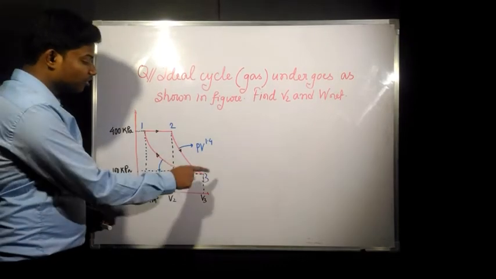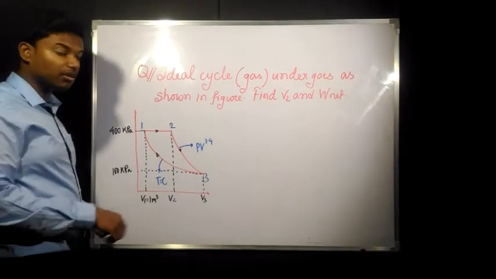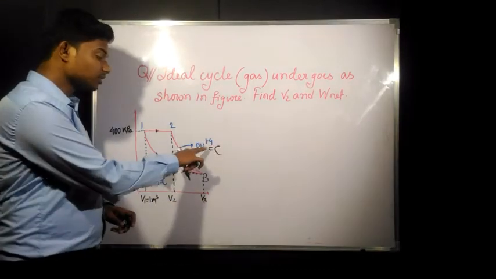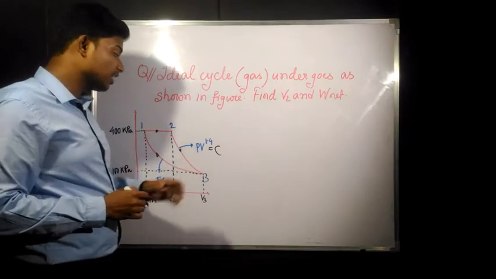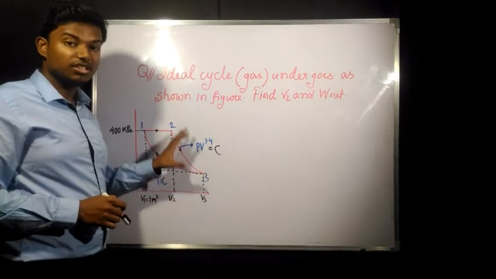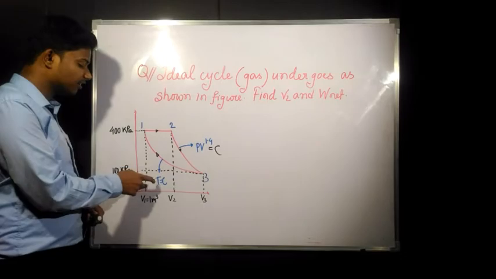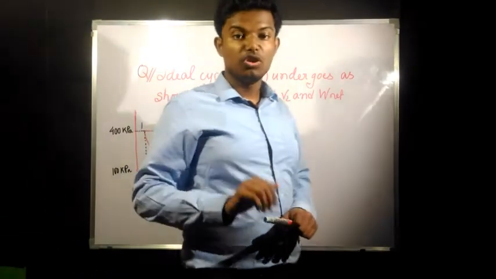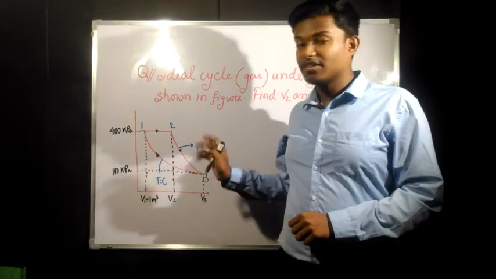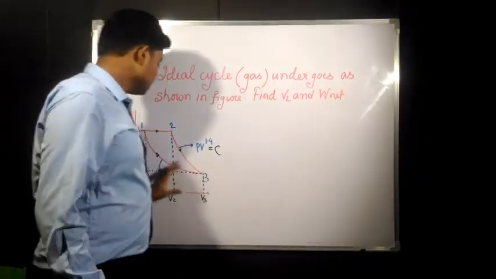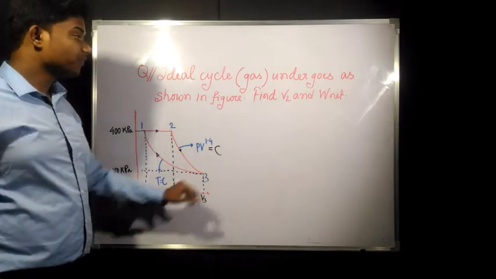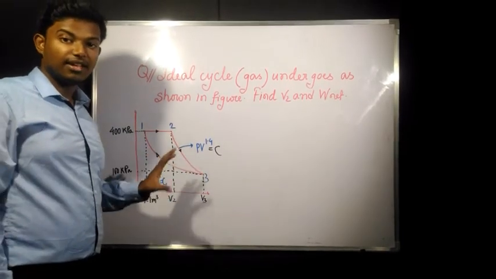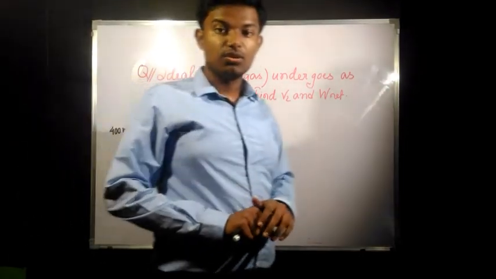For process 2 to 3, they have given that PV to the power 1.4 is constant. That means 1.4 is the gamma, so PV to the power gamma is constant. That is, it is adiabatic. And for 3 to 1, they have given that temperature is constant. That means pressure into volume is going to be constant, so this is an isothermal process. From this we need to find the volume V2 and W net, that is the total net work done by this cycle. These are the things we need to know.